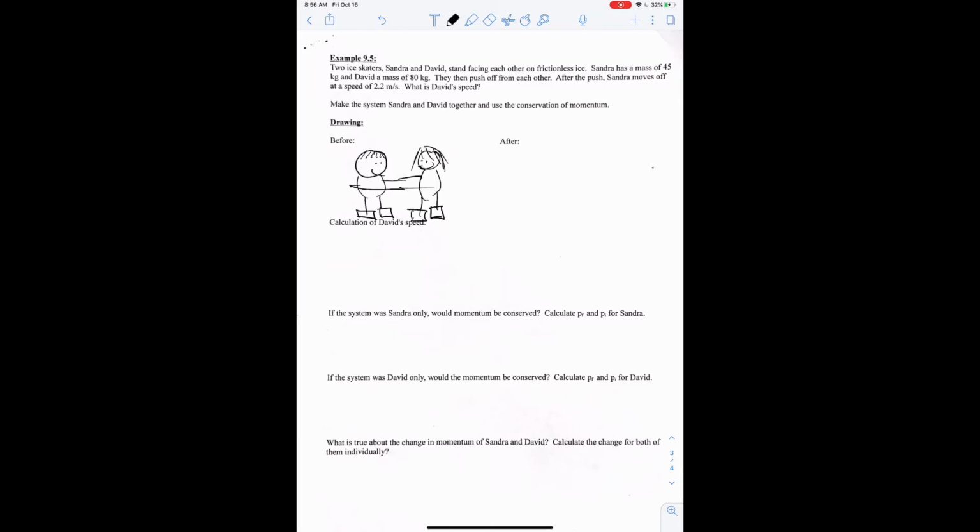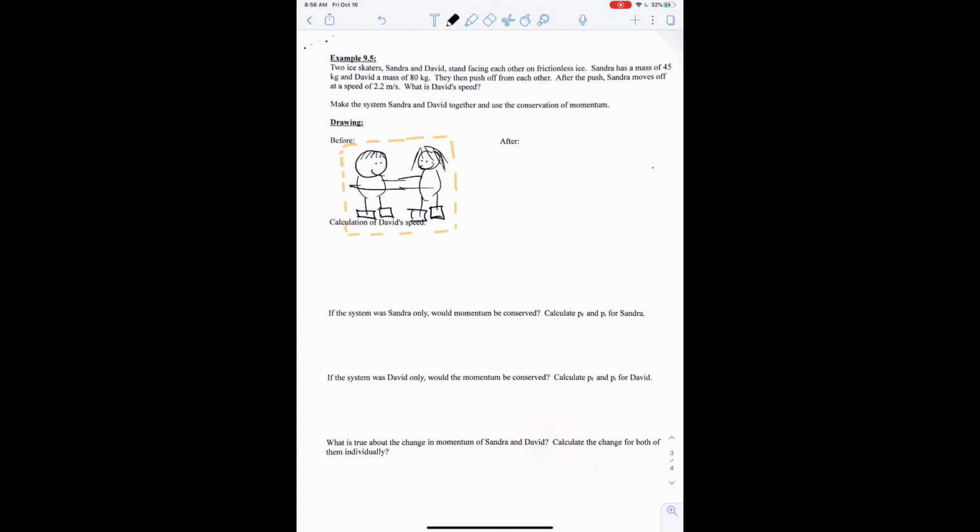So the system here, let's point this out, is Sandra plus David. There are no external forces, so therefore we know momentum is going to be conserved, because external forces will change the momentum or lead to an impulse, and that's not what's going to happen here.